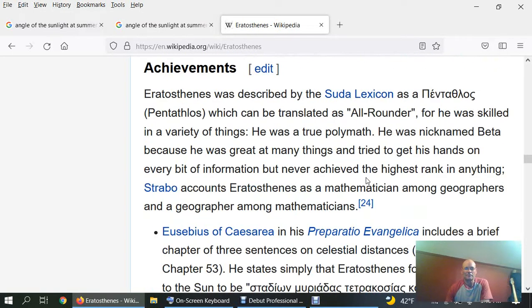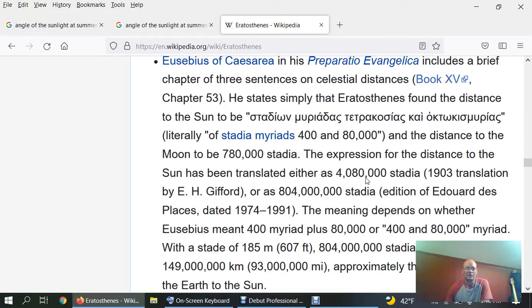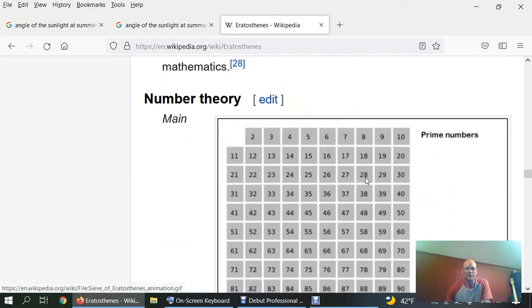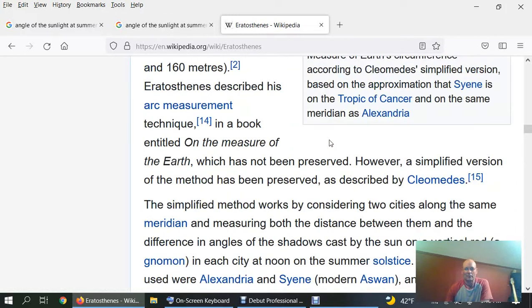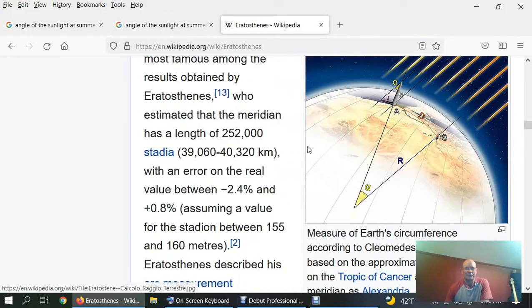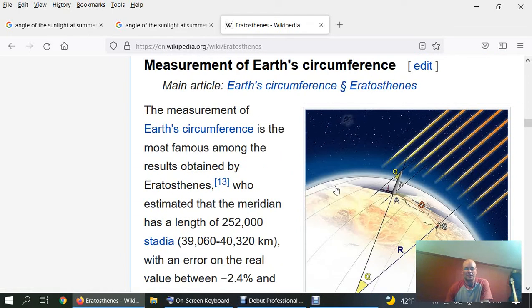Okay, achievements, and so on. Where are we at here? Number theory? Okay, I didn't get that far. Let me get back to the point here. The point is this. Here's Eratosthenes. He supposedly did this right here. Here's the sun angle down the well. Here's the angle. He takes the degree and then calculates the circumference of the Earth.